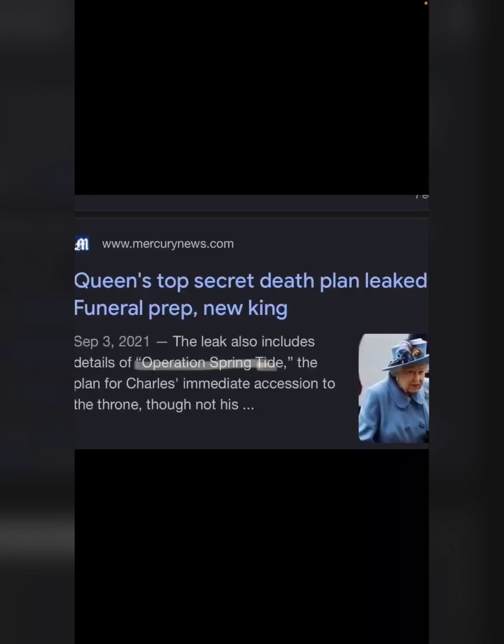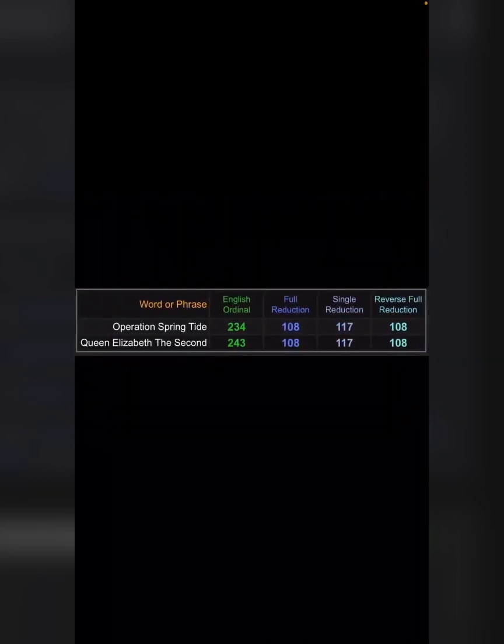And I'm going to show you gematria on how this ties together. So let's jump right in. Just remember the name Operation Springtide as we go through this slide. The first thing that you guys should know is that Operation Springtide equals 234. And Queen Elizabeth II, when you spell out her whole title, equals 243. So remember, guys, there's different variations of the same number.